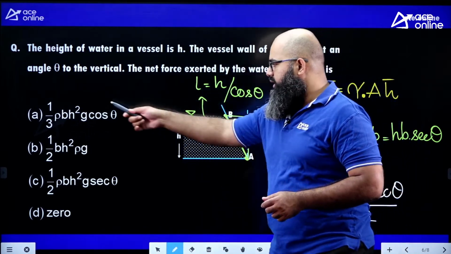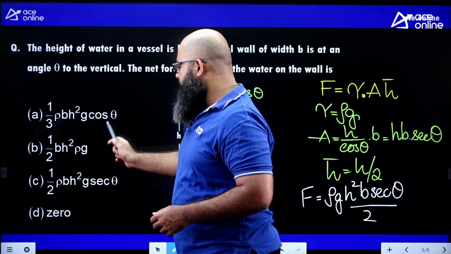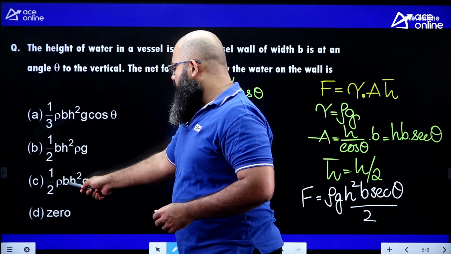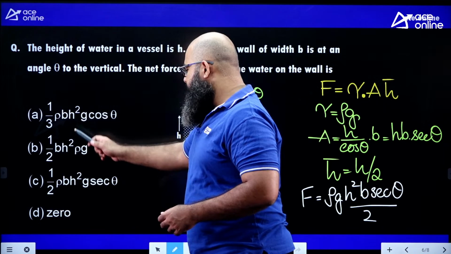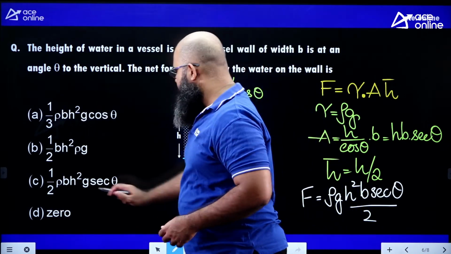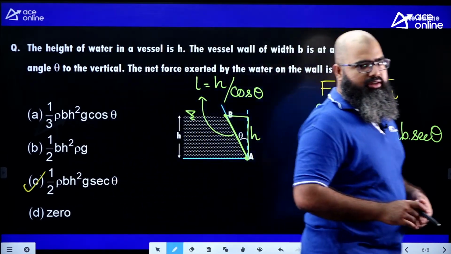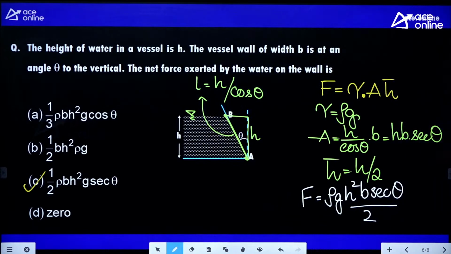Look at the options. 1/3 is wrong. Half b square h square rho g, again wrong. Half rho b square g secant theta. Option C happens to be correct over here. Option C happens to be correct. I hope this question is clear. You can view the solution if you want.